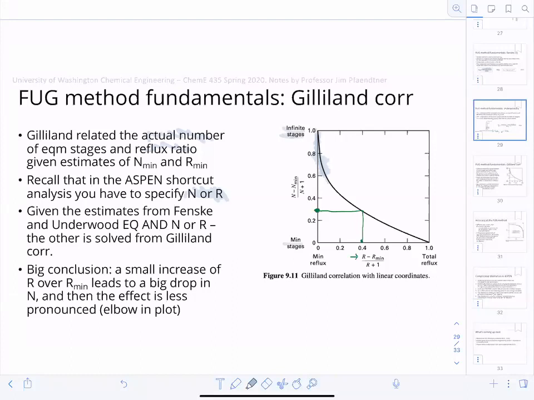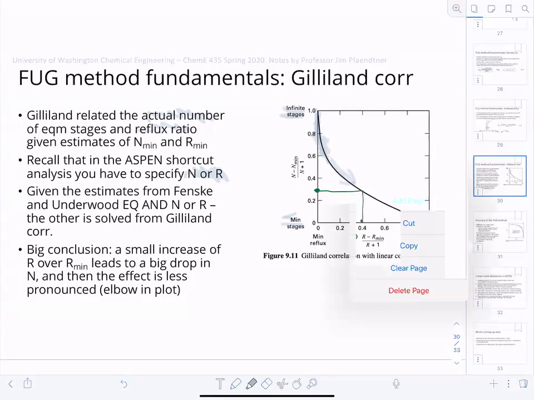And then the more we increase the reflux ratio beyond the minimum reflux ratio, the less bang for our buck we get in terms of the number of required stages. So you'll see in Aspen that when you start playing with the reflux ratio, you want to know where Rmin is, because if you move way beyond it, nothing is going to happen in terms of your effective separation or the effective requirements of the number of stages.